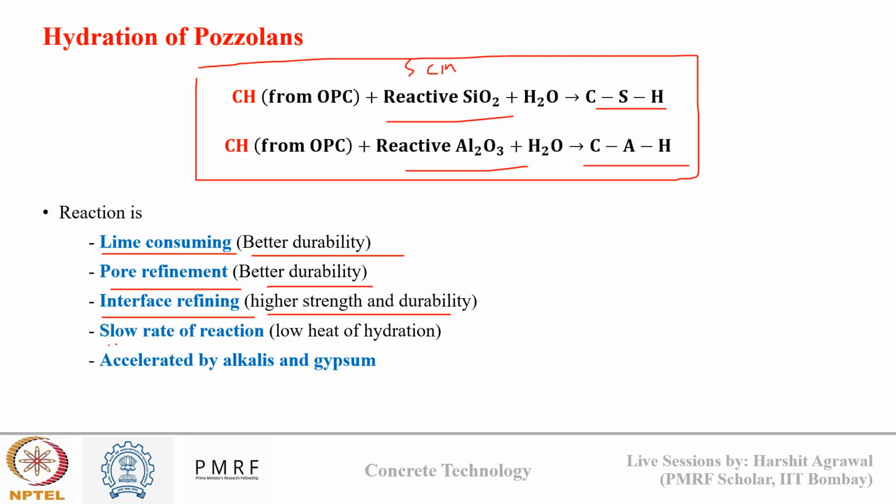It is a slow rate of reaction. Okay, this reaction occurs at a slow rate, so they have low heat of hydration, and they can be accelerated by alkalis and gypsum in case of slag and class F fly ash. Okay, so slag and class C fly ash, they can show self-cementitious ability if alkalis are present. So that's why we say that the reaction can be accelerated by alkalis.